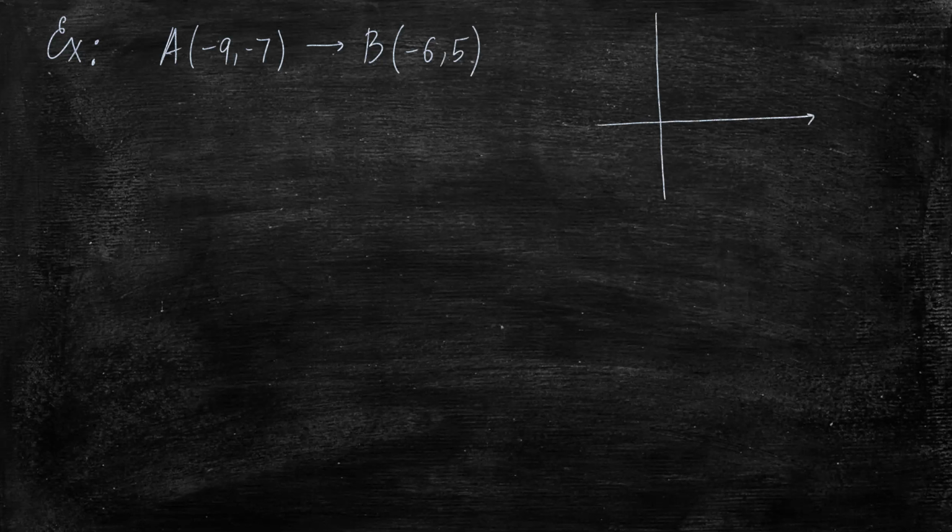So consider a particle that moves on a straight line from point A to point B. And let's do a quick sketch here. We have (-9, -7) somewhere here, right? And then we have (-6, 5) somewhere here. So this is my point A, this is my point B. The particle moves from here to here, and let's say it moves at a constant rate.